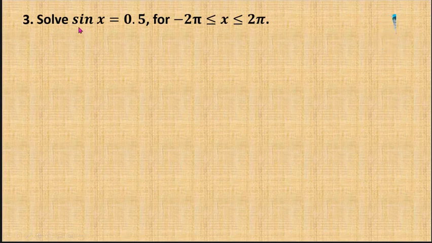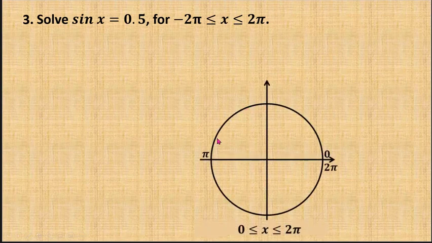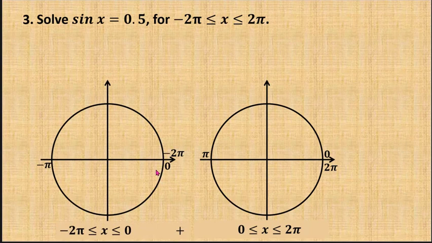Next example. Solve sine x equals 0.5, and now the x is from negative 2 pi to positive 2 pi. This range of values of x involves two circles. One is from 0 to 2 pi in anti-clockwise direction. Another circle involves negative angles from 0 to negative 2 pi in clockwise direction. The basic angle is pi over 6.